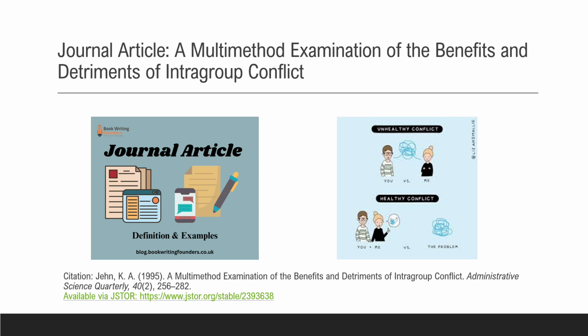So, for the journal article, I did choose a multi method examination of benefits and determinants of intergroup conflict. That's the title of the article, and my citation is at the bottom. Within this article, it investigated different types of conflict, for example, task versus relationship within groups and their impact on performance. It was found that moderate task conflict can be beneficial for group decision making, while relationship conflict is generally a little more harmful. The article also highlighted the need for managers to distinguish between types of conflict and manage them accordingly.